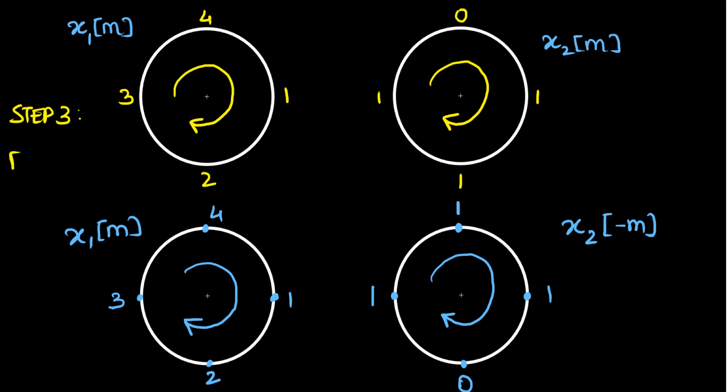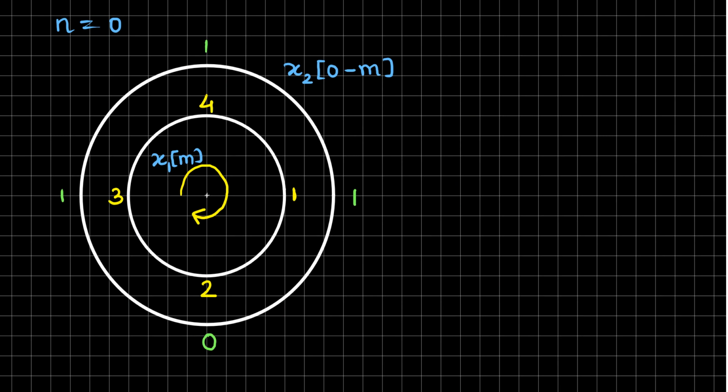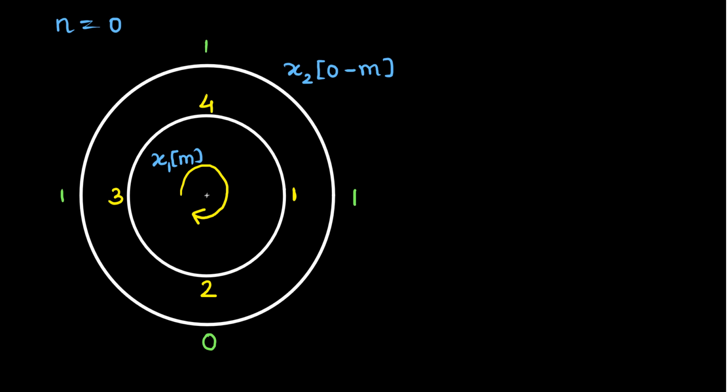That is flip x2 of m. And once we have done this, we would be shifting circularly this x2 of n in this direction by 1 unit, n times, and multiply the corresponding elements and add them. So let us consider the values of n from 0 to n minus 1.